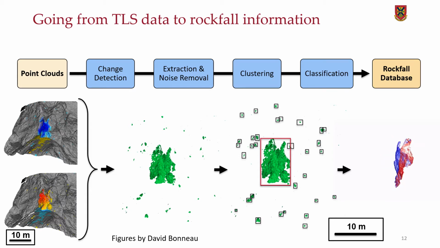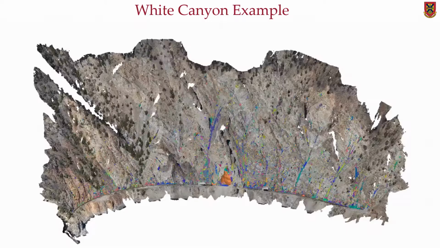We then take this change detection signature and remove all noise and artifacts. We then cluster nearby points together to create individual rockfall objects. These objects then must be classified to ensure that they are rockfalls. We can then put these individual rockfall objects into a processing pipeline to compute their volume, their spatial parameters, such as shape or proximity to other rockfalls, and can put that all into our database.